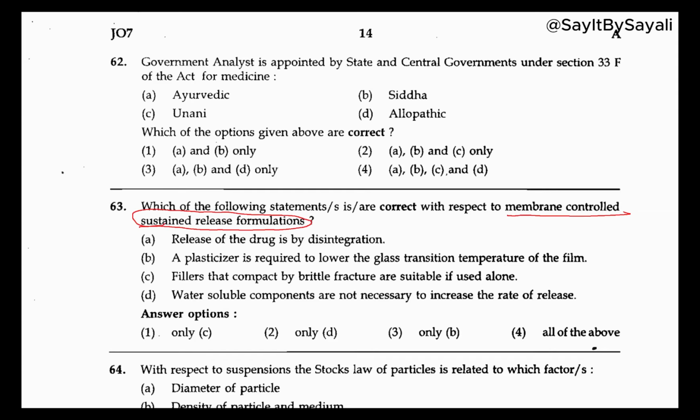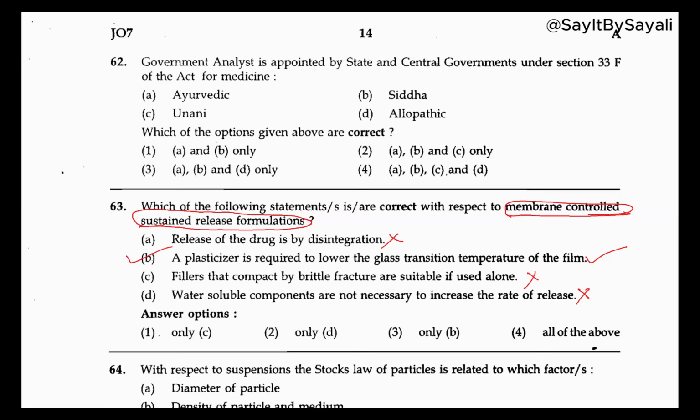Membrane control sustained release formulation. A. Release of a drug is by disintegration. No. A plasticizer is required to lower the glass transition temperature of the film. This can be correct. Fillers that compact biobrittle fracture are suitable if used alone. No. Water soluble components are not necessary to increase the rate of release. No. The only correct statement is B.